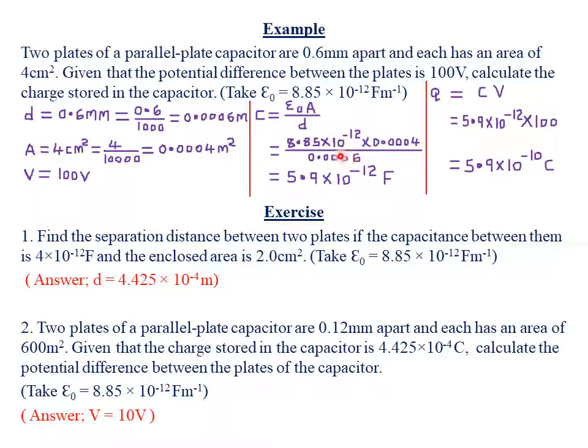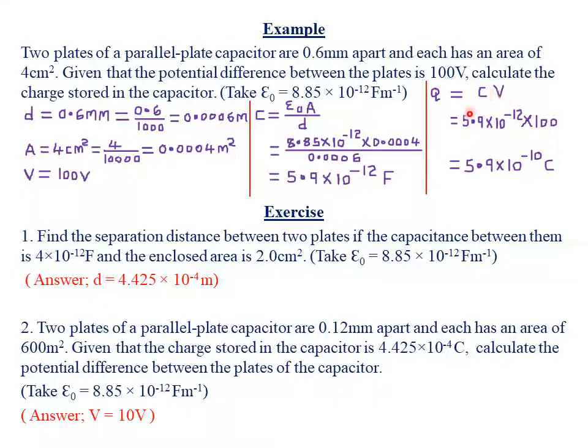So if you compute these using your calculator, you will simply obtain 5.9 times 10 power negative 12 farad. Remember, those are the units for the capacitance, that is the farad. Once we have the capacitance, we can now easily calculate the charge stored, because charge is equal to CV. Remember, we said the easiest way of remembering it is just to say charge Q is equal to curriculum vitae, CV, where C is the capacitance and V is the potential difference between the plates.